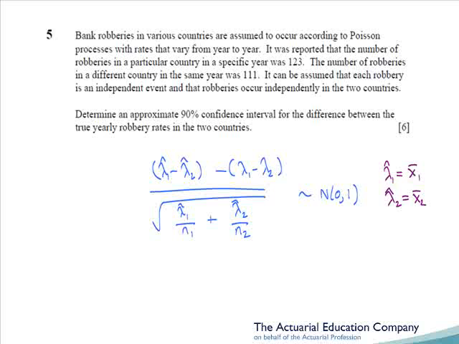and so lambda 1 hat is equal to the mean of one result, which is that one result, 123. And lambda 2 hat is the mean of the one result from the second country, which is 111. And if you did that, you would have been fine. Alternatively, you could have developed this from scratch.